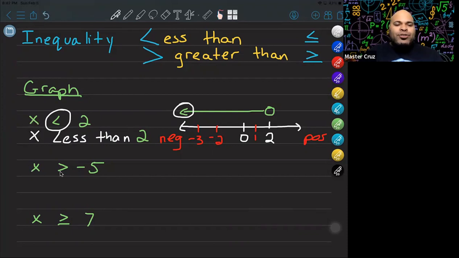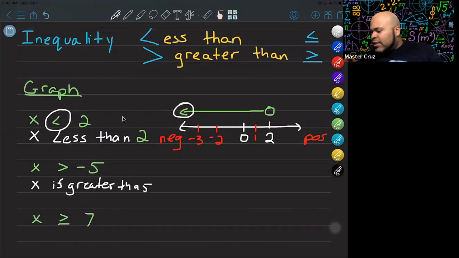Let's try X is greater than -5. Like I just said, this says X is greater than. Because it's greater than, when I graph it again, I'm going to put the 0. I'm not going to put a bunch of tick marks. I'm just going to put -5 because that's a negative. So again, -5, is it to the right or to the left? I'm erasing it because it's to the left of -5.